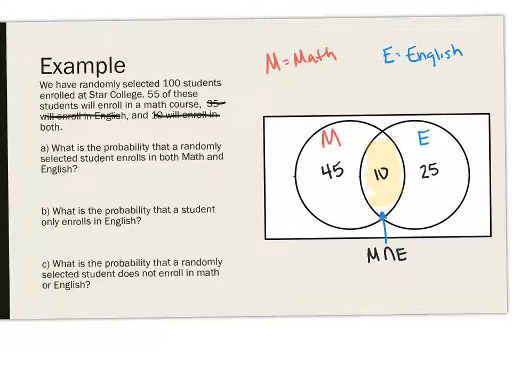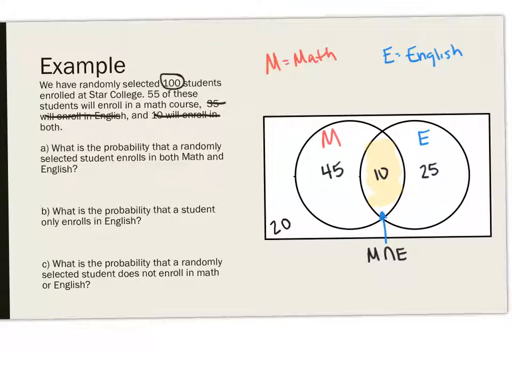Now, we have a total of 100 students, right? So these numbers should add up to 100 if we did this correctly. Well, 45 plus 10 is 55, plus 25 is 80. So we're missing 20 people. Well, why are we missing 20 people? That's because not everybody's going to enroll in math or English. So there are 20 people that don't enroll in math or English. Where do those 20 people sit? Well, they're still part of the sample space. They just sit out here. So this is how you construct a Venn. You always start from the inside and work your way out.